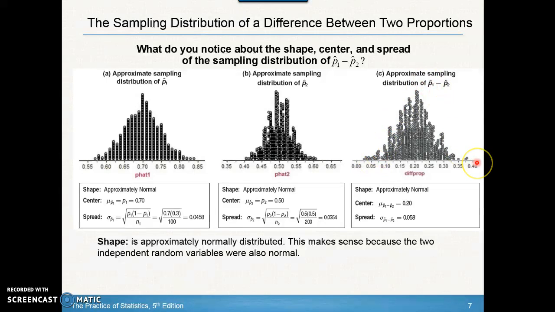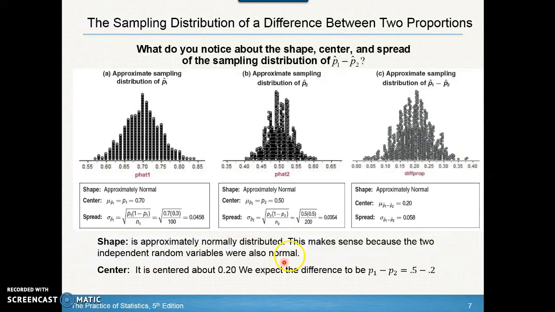Notice this sampling distribution is approximately normal. This makes sense because the first one was approximately normal and the second one is approximately normal, so when I subtract the 2, I would expect something that's also approximately normal. The mean of this sampling distribution is 0.2, which is like saying there's a 20% difference in the amount of homework done by school 1 and school 2. This was 0.7, this was 0.5. When I subtracted them, my new mean is 0.2. So the mean of the sampling distribution came from the subtraction of the 2.